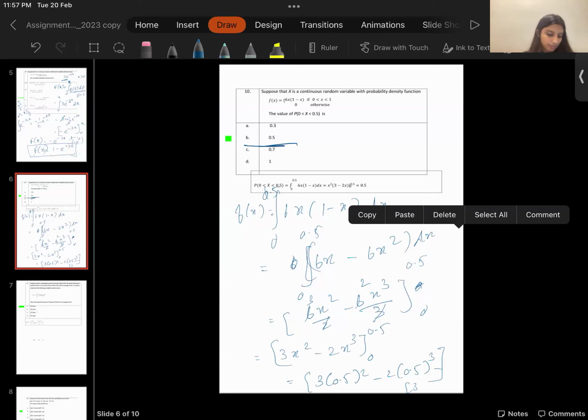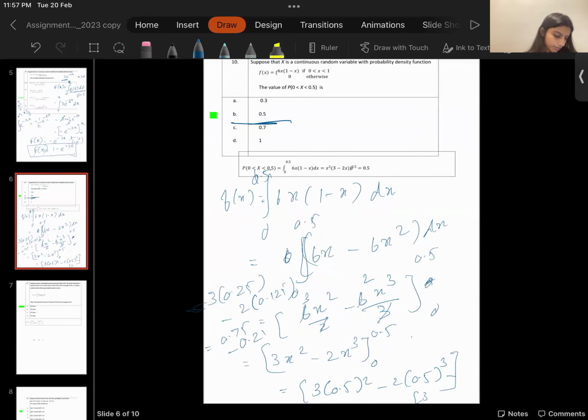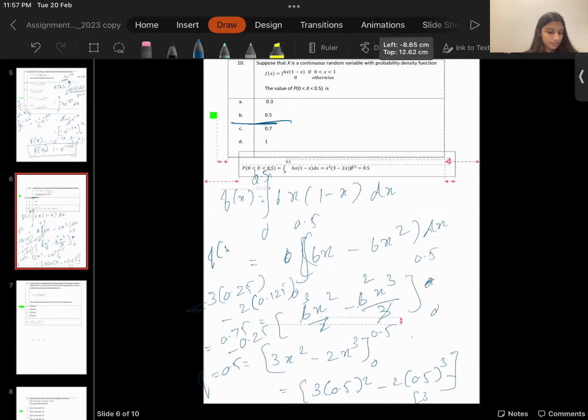So yeah, we could solve it. So 0.5 square is 0.25. So 3 into 0.25 minus 2 into 0.5 cube, which is 0.125. Now 3 into 0.25 would be 0.75, minus 2 into 0.125, which is 0.25. So 0.75 minus 0.25 is equal to 0.5. So now your f of x between 0 to 0.5 is 0.5. So that answers your question.